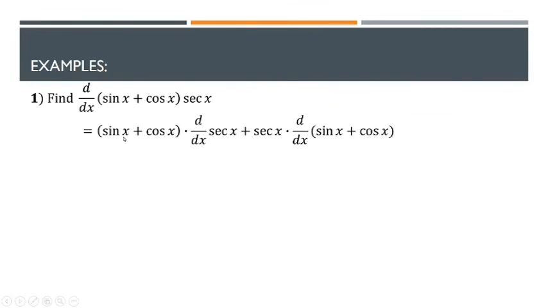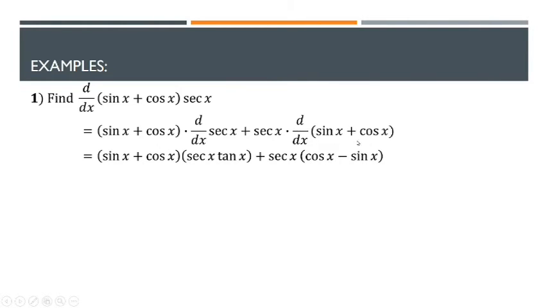So let's have an example. Number 1, find the derivative of sine x plus cosine x times secant x. So we can do product rule. Sine x plus cosine x times the derivative of secant x plus secant x times the derivative of sine x plus cosine x. So we have the derivative of secant is secant x tangent x, and the derivative of sine x plus cosine x is cosine x minus sine x.